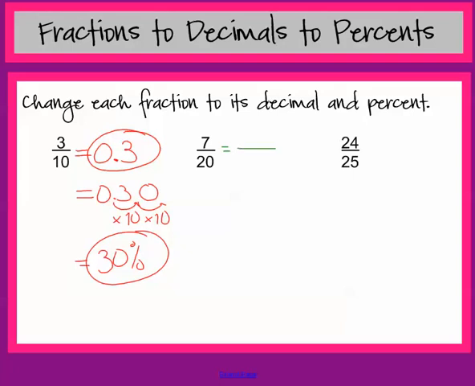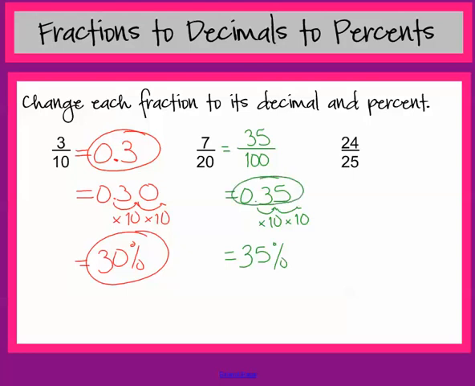For 7/20, it's going to be easier if I use an equivalent fraction. I know that 20 is a factor of 100. I'll multiply both by 5. That gives me 35 hundredths. When I say that now as a decimal, I hear 35 hundredths, 0 decimal, 35. I just converted to the decimal. Now I'm going to multiply that by 100, so I'll shift 2 decimal places. This is going to give me the percent, and that gives me 35%. So my decimal is 35 hundredths, my percent is 35%.